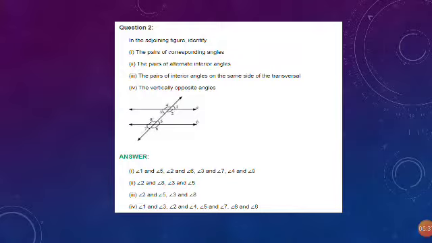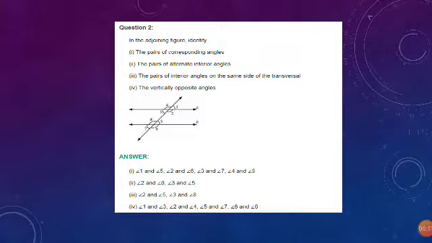So another one, alternate interior angles. Which pair is alternate interior angles? Angle 2 and angle 8. That is a Z shape angle. Z shape angle, angle 2 and angle 8. Then next, angle 3 and angle 5. So the alternate interior angles are angle 2 and angle 8, angle 3 and angle 5.